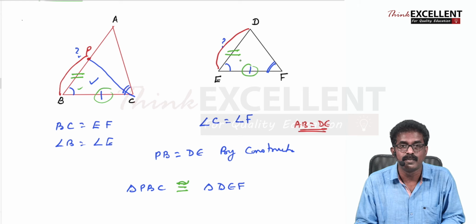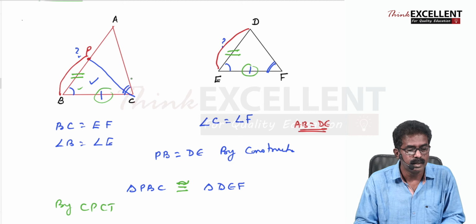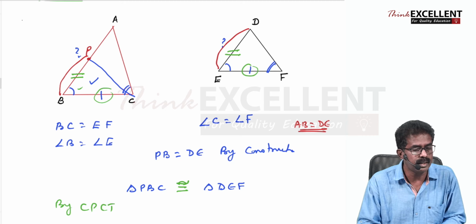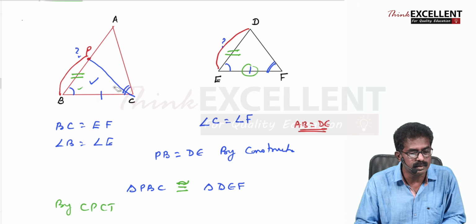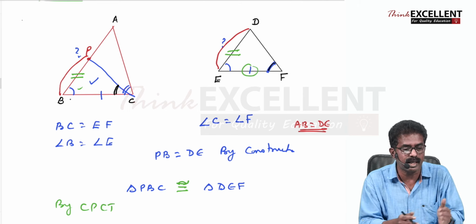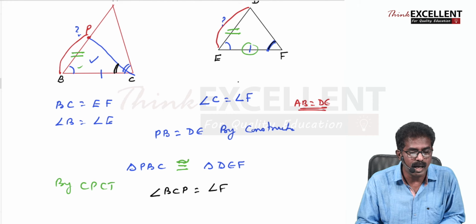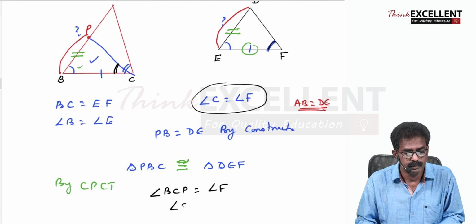So what can you say? By CPCT, corresponding angles are equal. So we take only this angle. I'm taking this angle, angle PCB. This angle is equal to angle F because corresponding angles are equal, no? So we are not taking the big triangle ABC, we take the small triangle PBC, we proved they are congruent. So angle BCP equal to angle F, but angle C equal to angle F. That is given in the question.